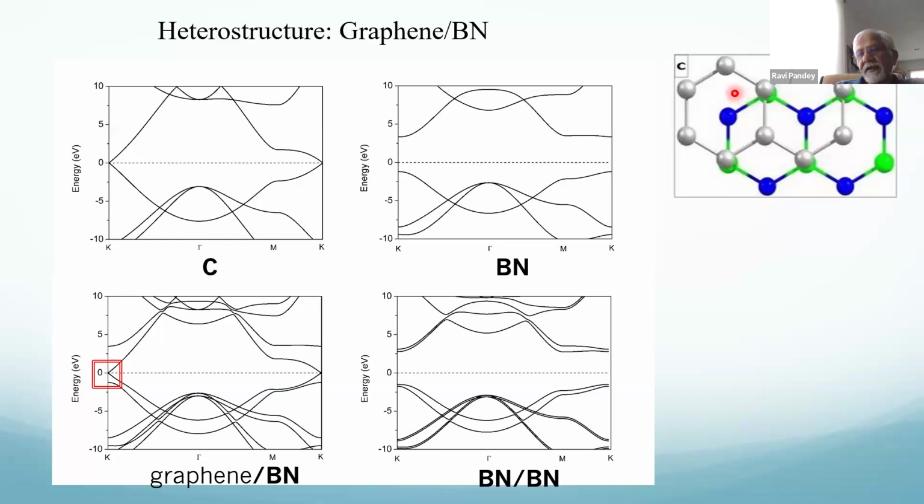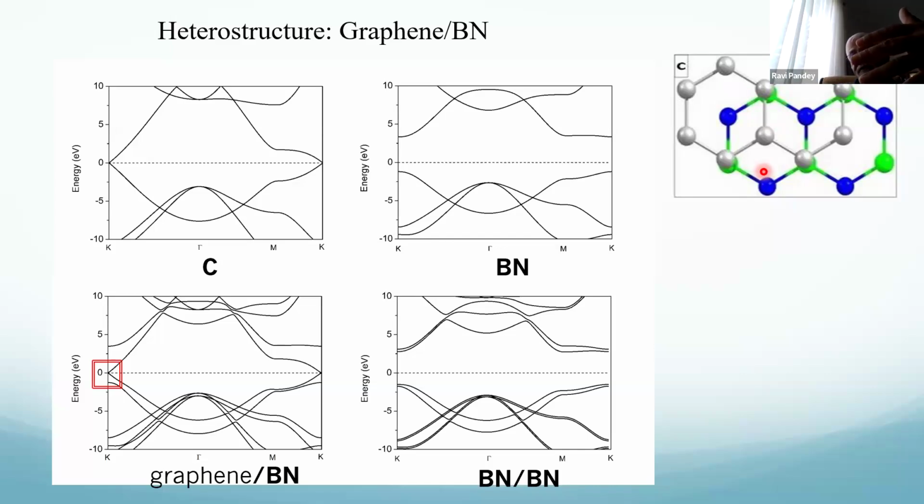The advantage is graphene and boron nitride. Graphene is column 4, boron column 3, nitrogen column 5. So they are structurally similar. They have a very small lattice mismatch. But the ionic bonding is different. The carbon is purely covalent, and the boron nitride we call partially ionic.